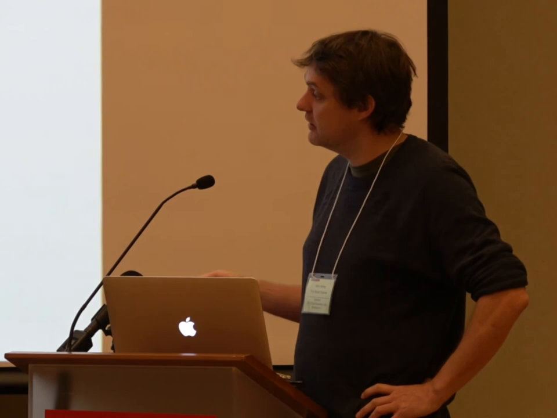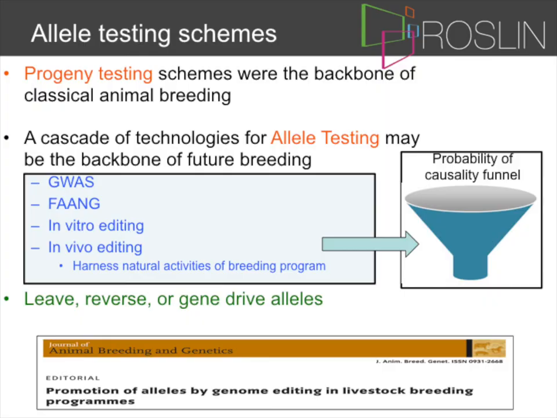So in the old days of animal breeding, we did progeny testing schemes. That was the way we did breeding. And just to make that connection, perhaps in the future we'll have this allele testing scheme, where I can essentially employ a plant breeder's breeding funnel, where I pour in at the top 25 million segregating sites or whatever it is in the genome, and then I want to use these technologies to narrow down my search space so that in the end I have my alleles that might actually work.